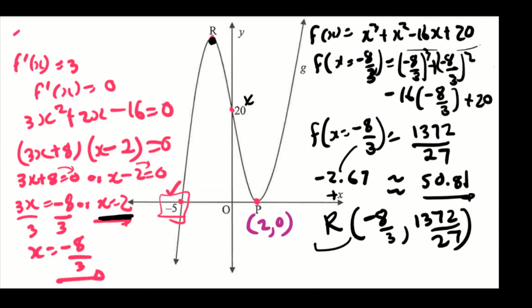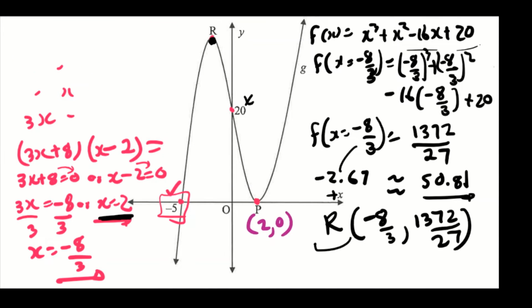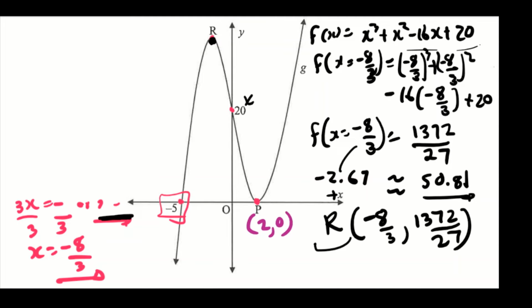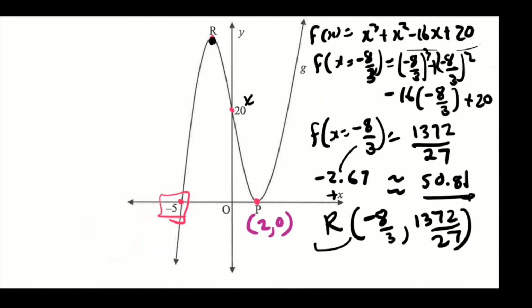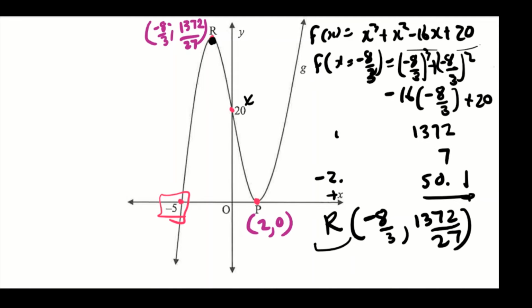So let me erase here. Let me write the coordinates. It's going to be minus 8 over 3 and 1372 over 27.